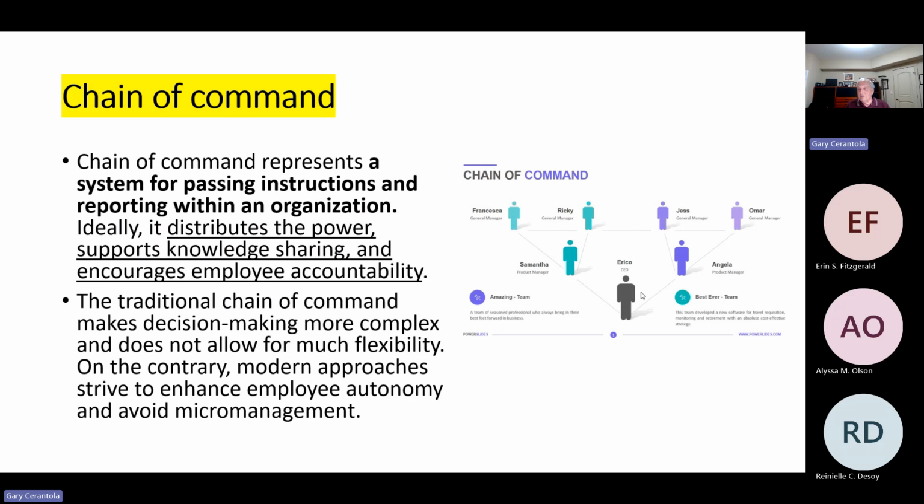has a chain of command. So the CEO has a product manager, and that product manager then reports to the CEO and carries out what the CEO wants to do. And then this product manager now has general managers that carry out. So that's the chain of command, right? It distributes the power, supports knowledge sharing, encourages employee accountability.